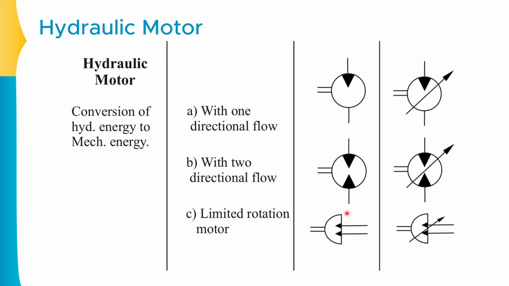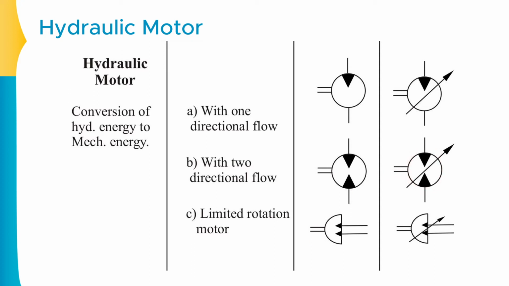Or say if you flow the fluid in this specific direction, upward direction, even then it will convert that energy into the mechanical energy. So this is a bidirectional flow. This is the fixed displacement bidirectional flow motor, okay. And if you draw the 45-degree arrow something like this, this becomes the variable displacement bidirectional motor.